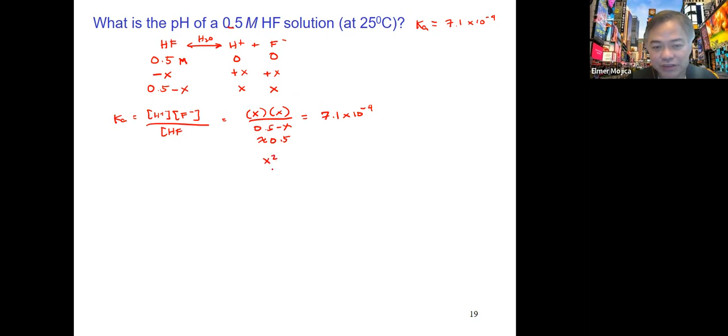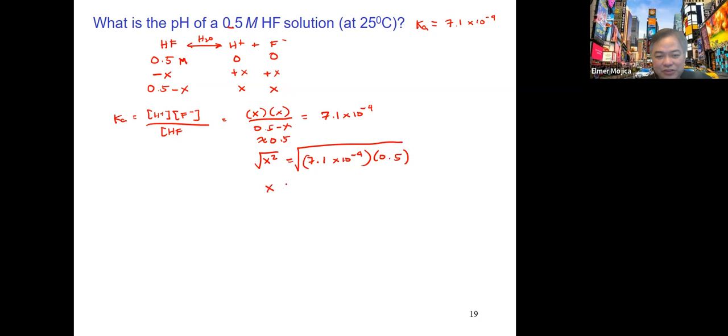Okay? So, when you make that assumption, what will happen? So, you have X squared equals 7.1 times 10 to the negative 4 times 0.5, kasi naging 0.5 na lang yung 0.5 minus X. And then, to get X, you just get the square root of that. So, ano yung X value? That X value is your H plus. And what would that value be?